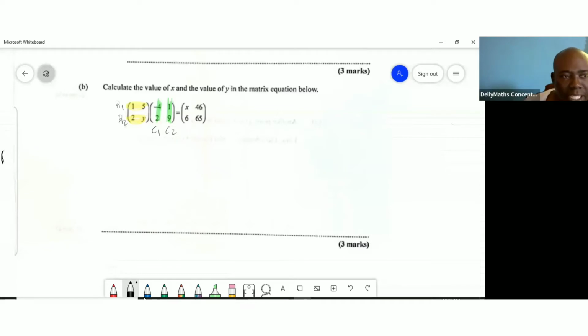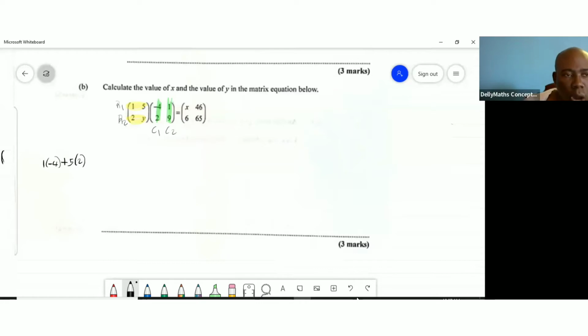So first element in row 1 times the first element in column 1, -4. And we're adding that to 5 times 2. So first element in row 1 with first element in column 1, second element in row 1, second element in column 1. And that's a row by column. It's like across and down, across with down. So we went across and down. Okay, so that's the idea, all right?